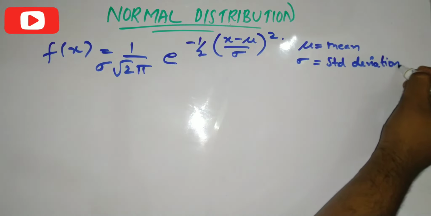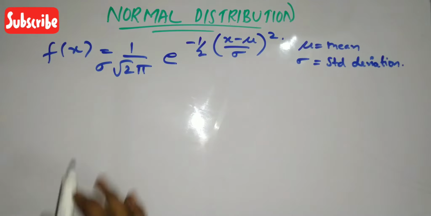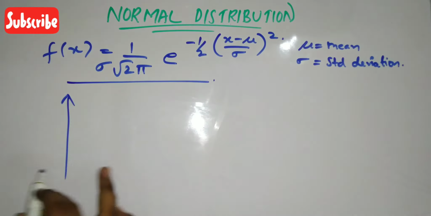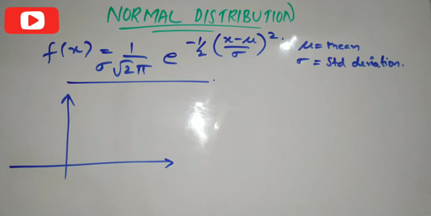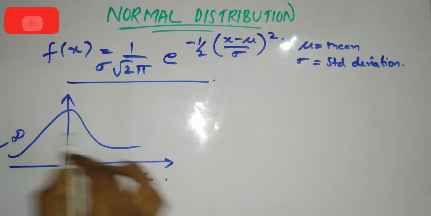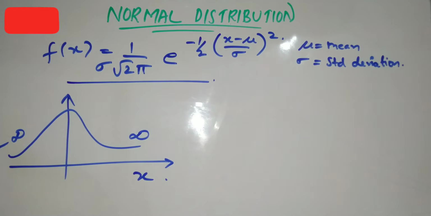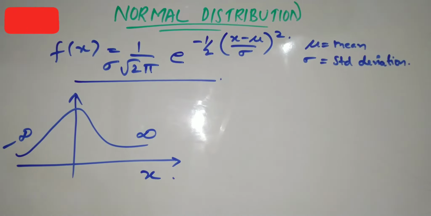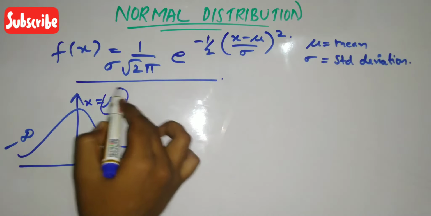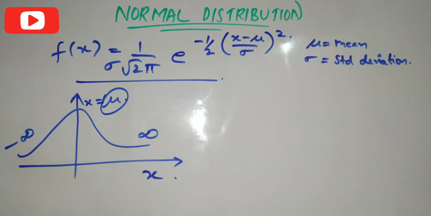Okay, now suppose if I draw the curve for this function, it will be somewhat like a bell-shaped curve, where x varies from minus infinity to infinity, and x is equal to mu. That means mu will also vary from minus infinity to infinity, and x is, I can say, the normal variate term.